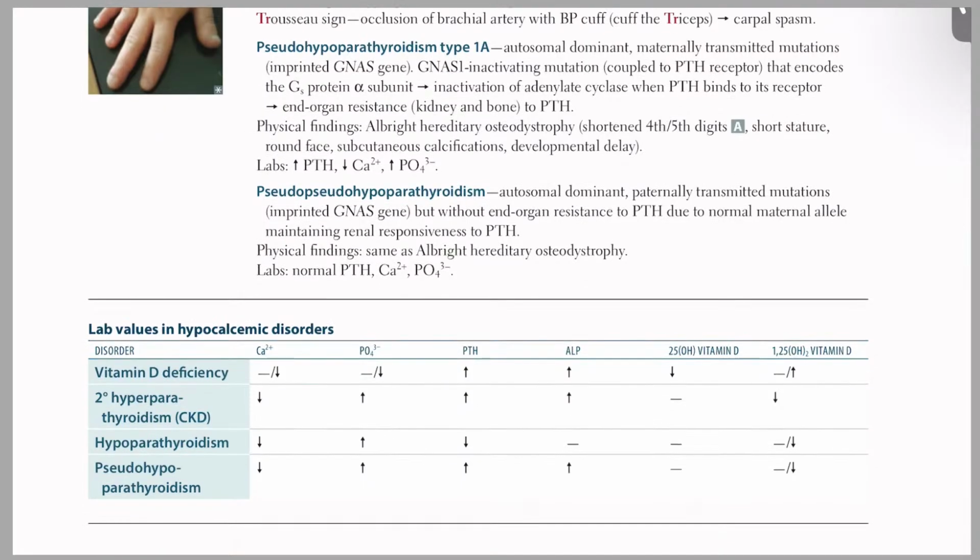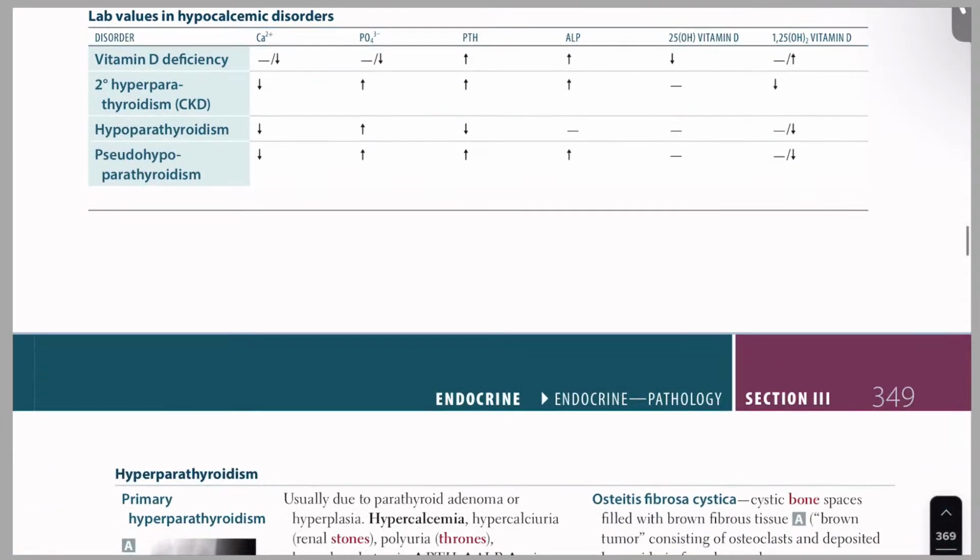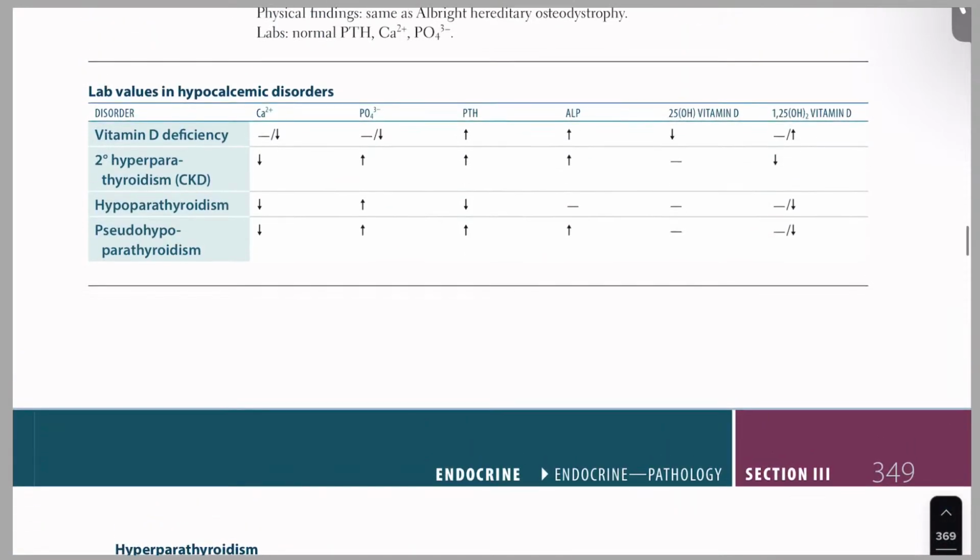Lab values in hypocalcemic disorders: calcium, phosphate, PTH, ALP, 25-OH vitamin D, 1,25-OH2 vitamin D.